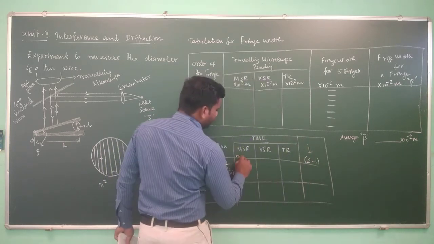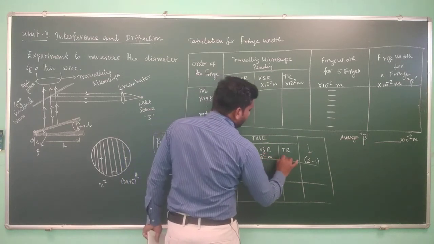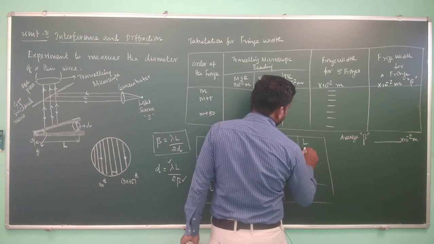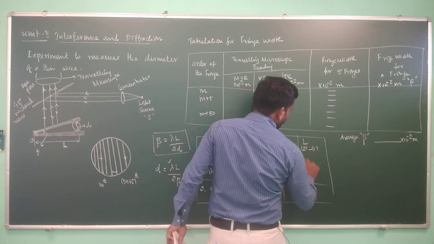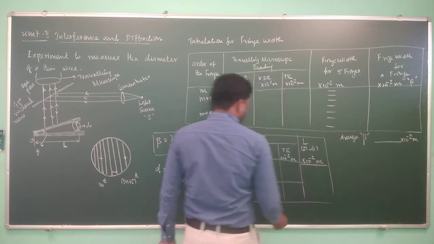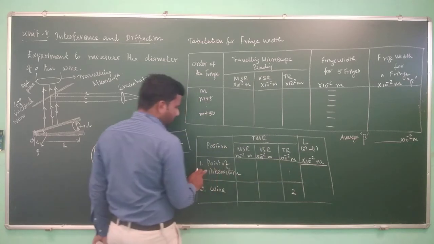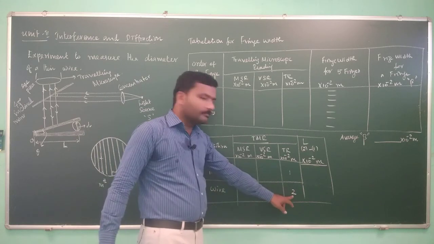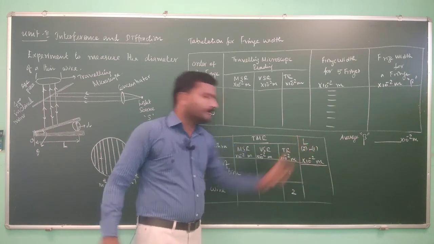Again, this will be in centimeter. We can convert it to meters by multiplying by 10 power minus 2. So you subtract 1 from 2, and it is also in 10 power minus 2 meter. This is the total reading for the first case, the position of the intersection. This is the total reading for the second case, the position of the wire. If you subtract the first reading from the second reading, you will get the value L.